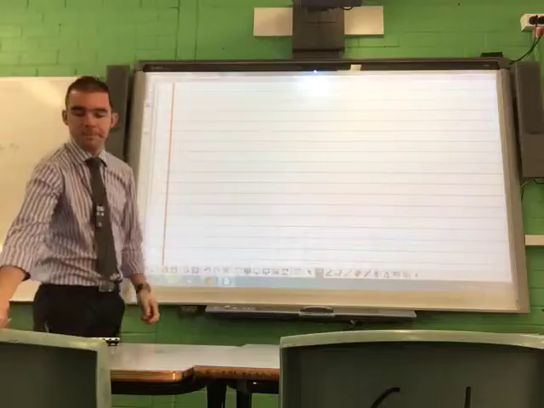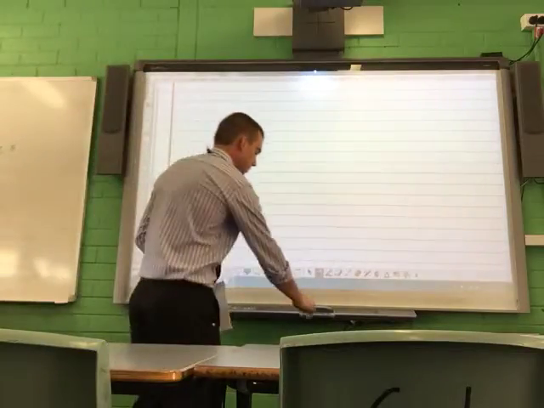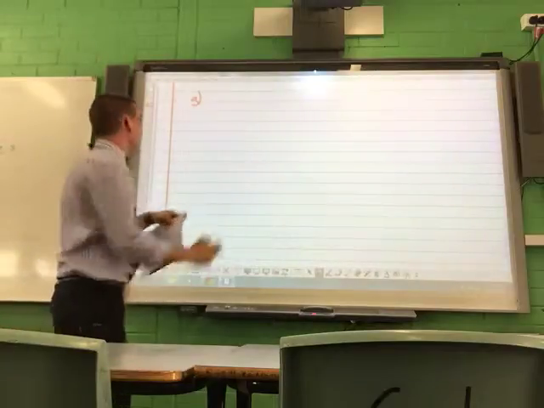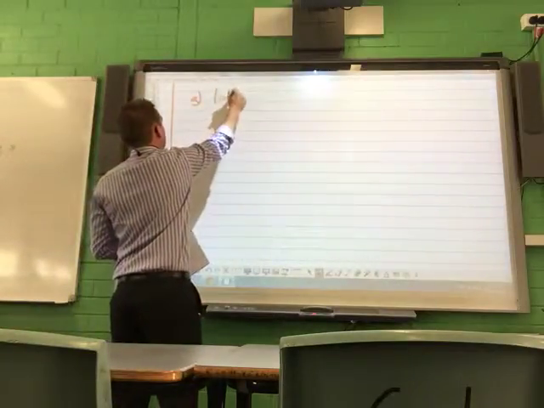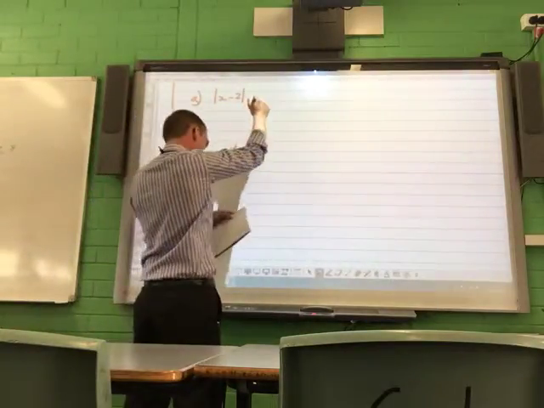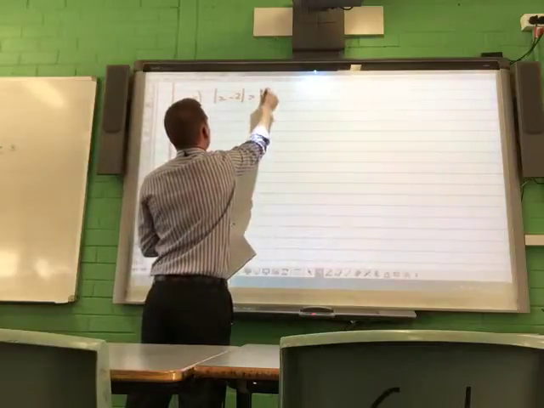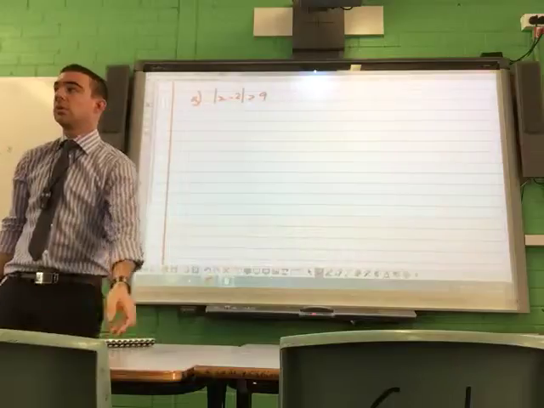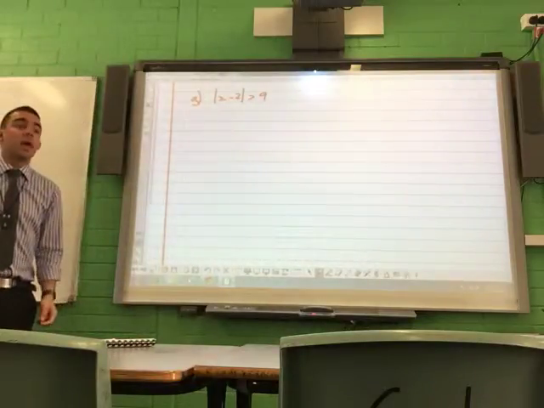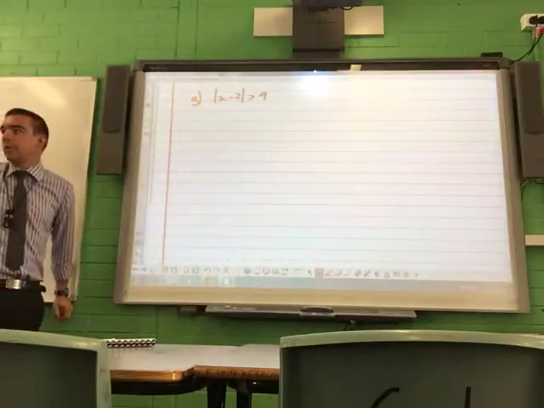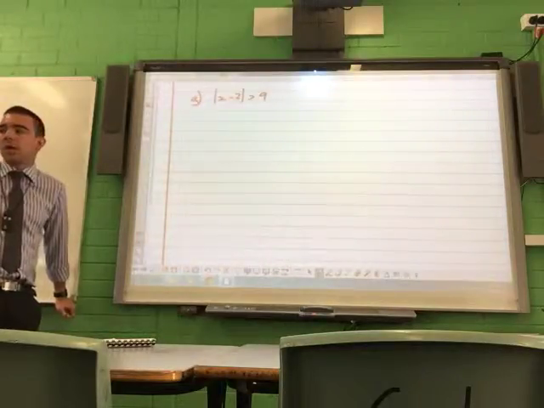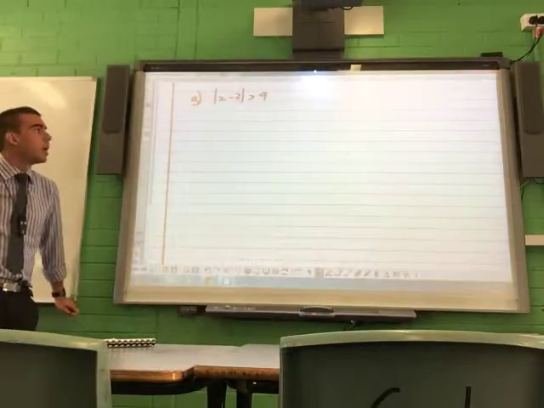Right, a couple more. Right, G. So the absolute value of x, take away 2, is greater than 9. Okay, so now we've got inequalities. So we solve them the same way as we do our equation. We just got to remember when we divide or multiply by a negative number, we need to swap the sign.